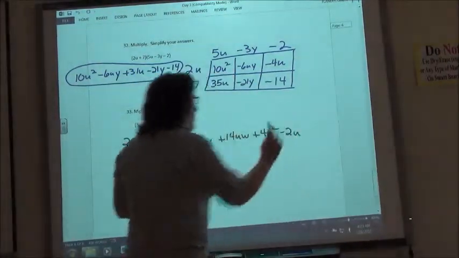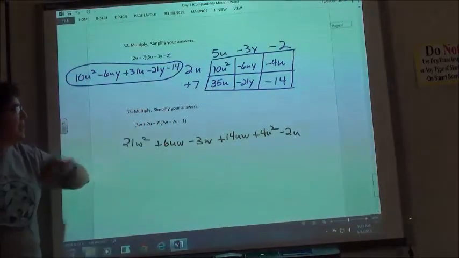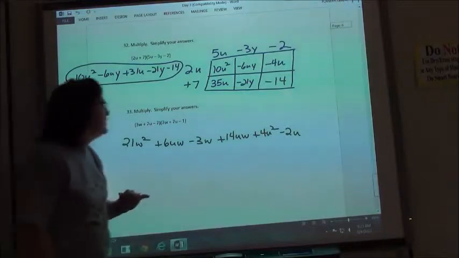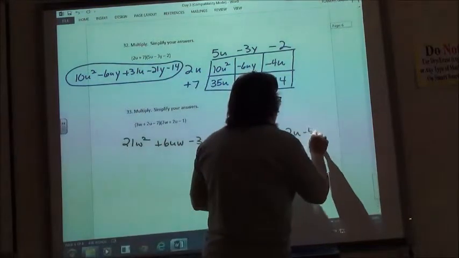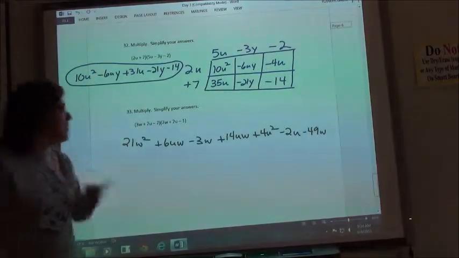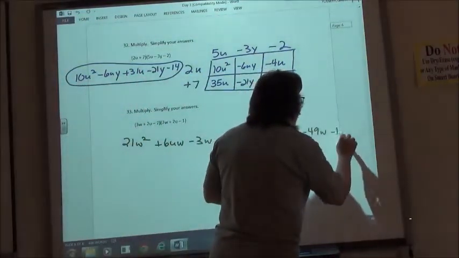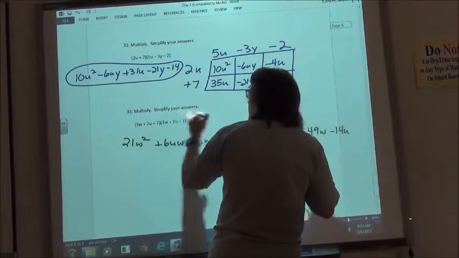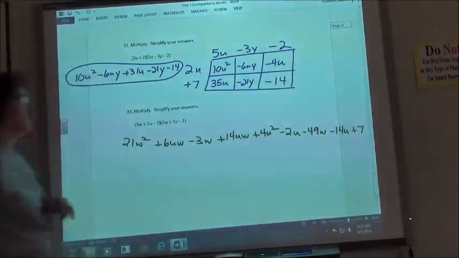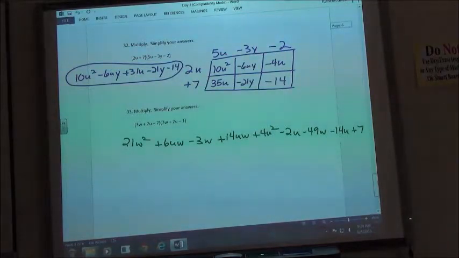And then my negative 7 times each of those, so negative 7 times w, negative 7 times 2u, negative 14u. And negative 7 times negative 1, positive 7.